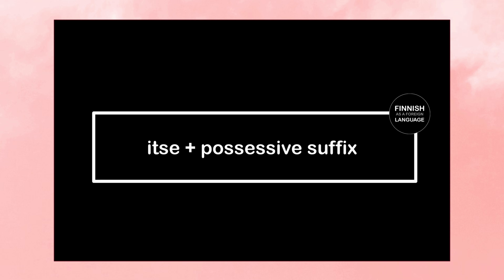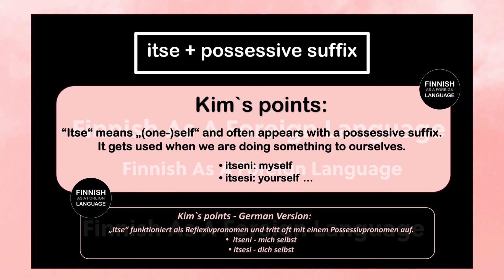Nice. Now let's move on to our next topic, itse plus possessive suffix. So itse in English means self, and it gets used when we are doing something to ourselves. It often appears with a possessive suffix. So for example, itseni in English means myself, or itsesi means yourself.